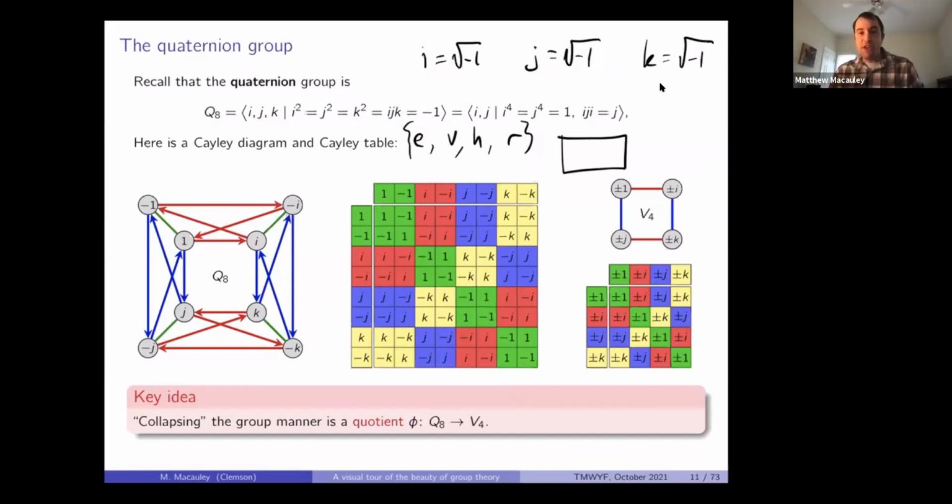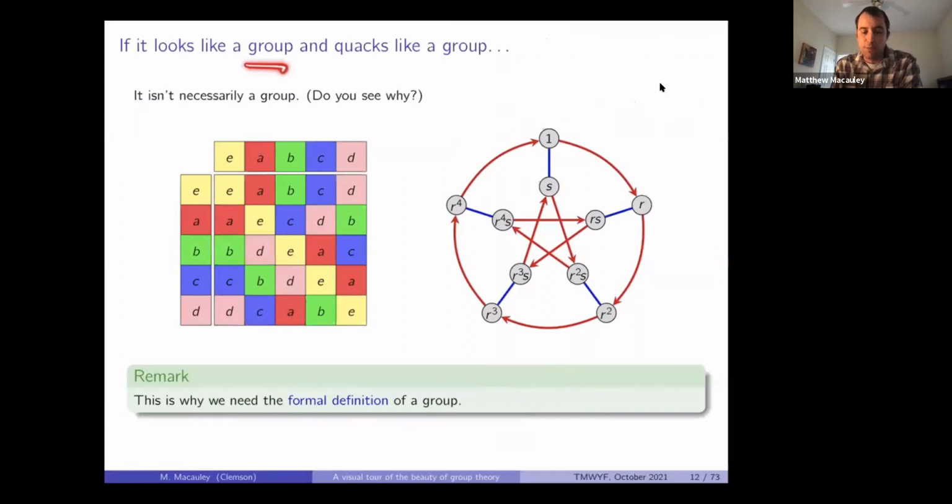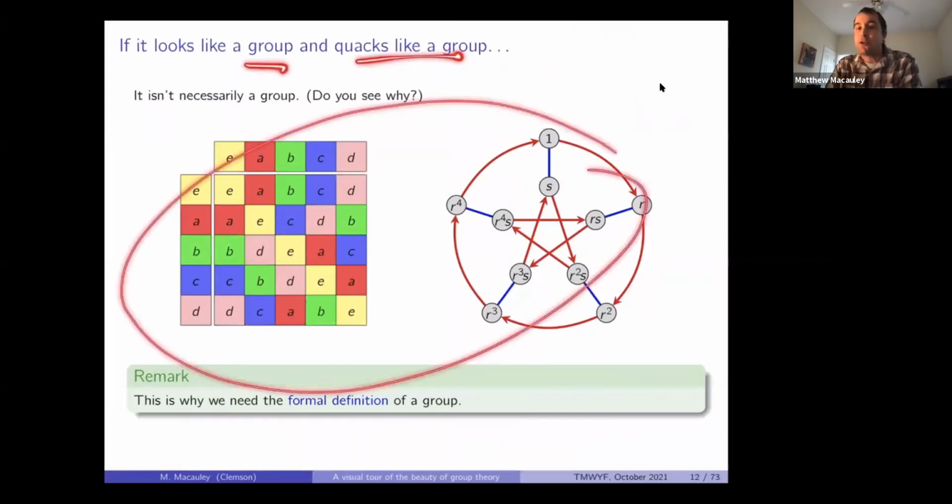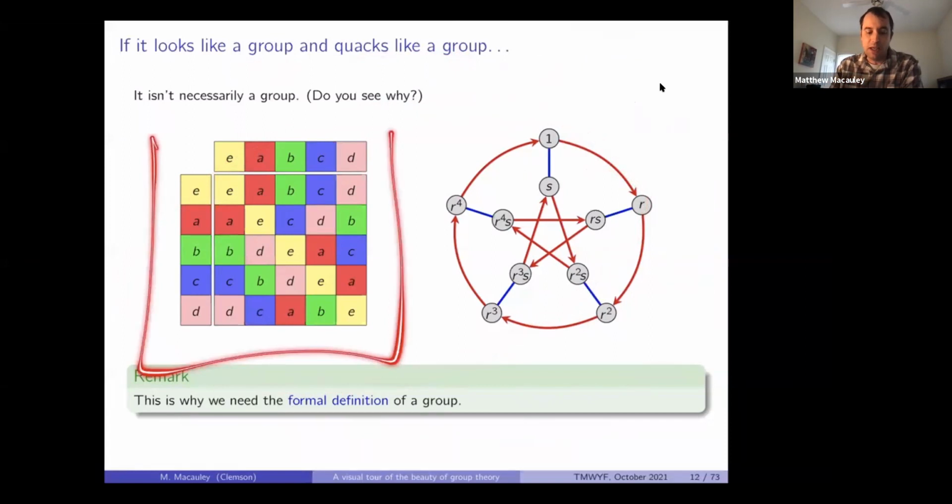So now one thing you may ask is, why not define groups in terms of pictures, in terms of either a table or a Cayley diagram? Why does this not just define it? Why do we need those 3 axioms, inverses, associativity, etc.? Why do you need those? And here's why. These guys look like a group, they quack like a group. These are not groups.